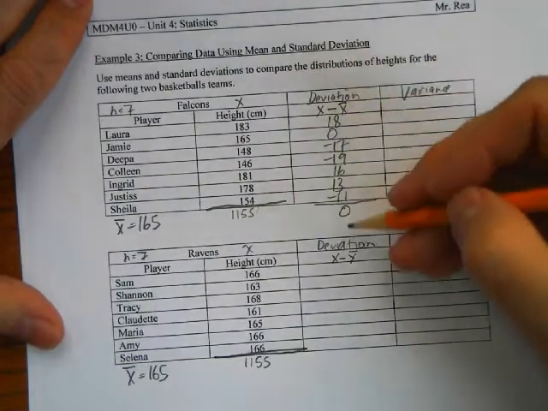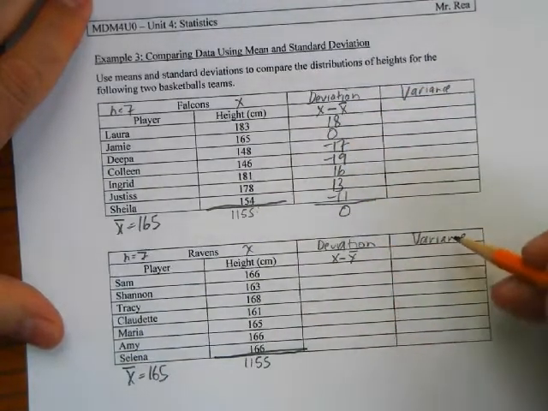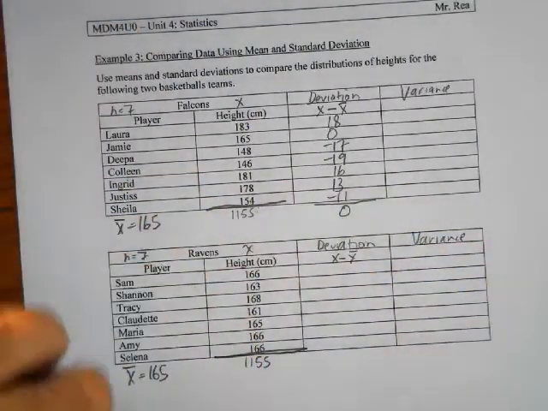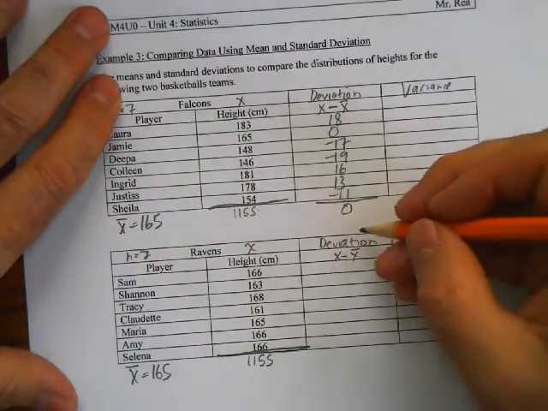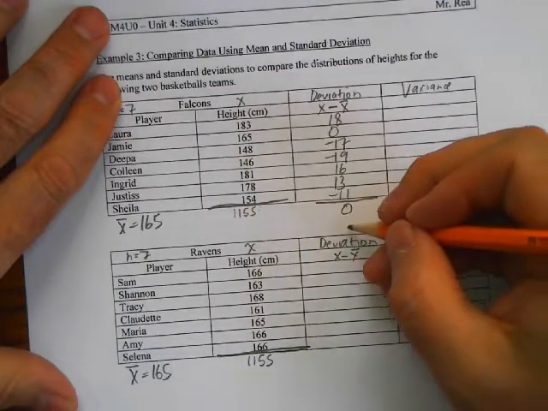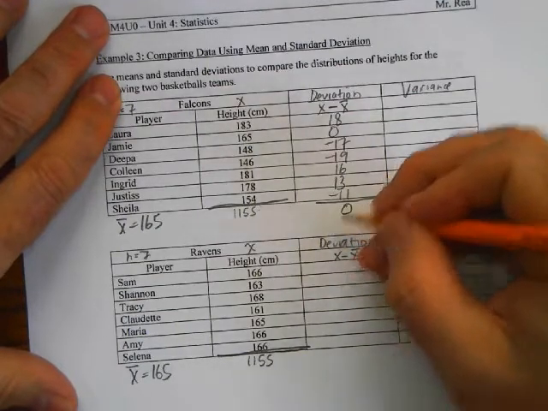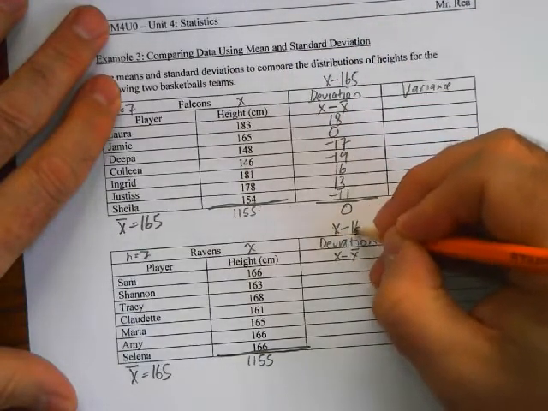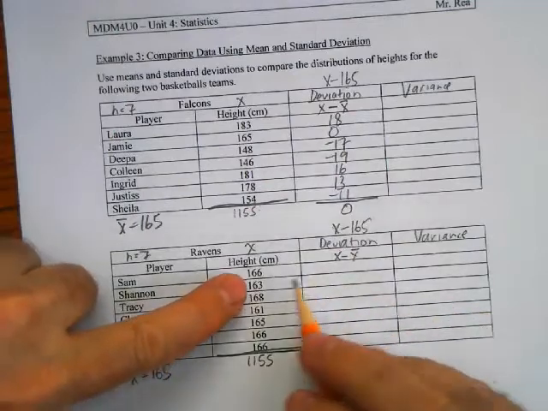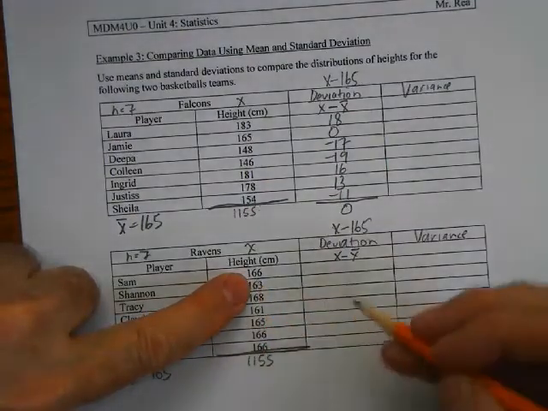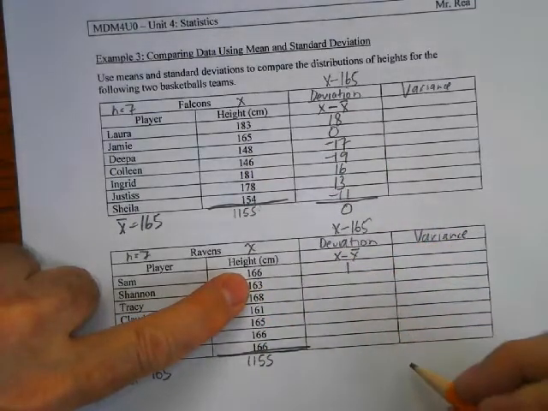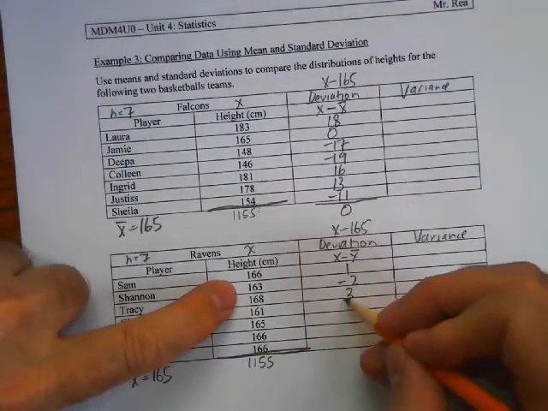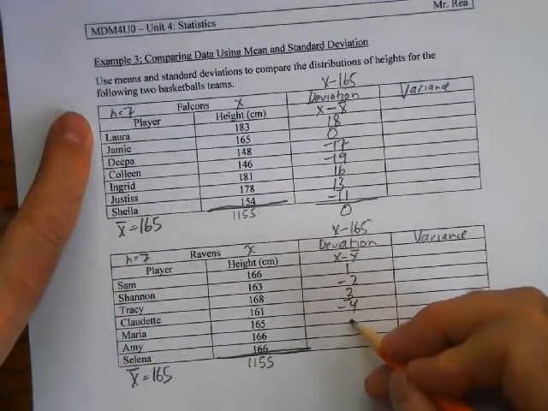If I do the same thing down here, so I guess I should have put the formula here. This was x minus 165. This was x minus 165 also. So same process here. This girl's 166, so her deviation is 1. Next girl was 2 lower, positive 3, negative 4, 0, 1, 1.